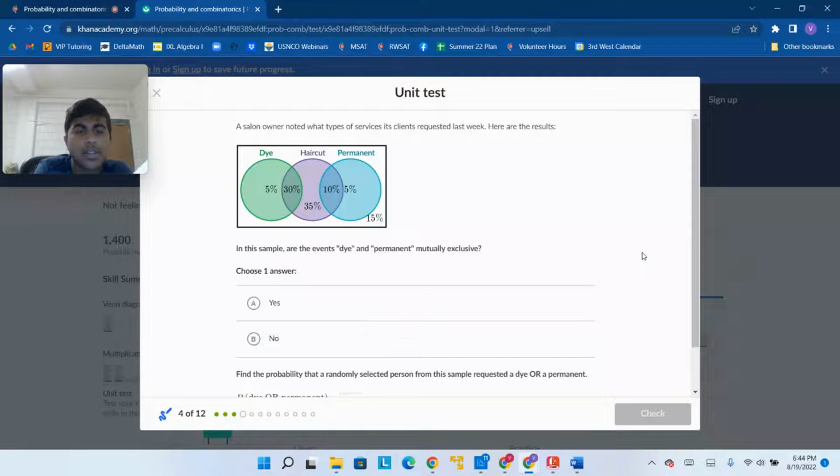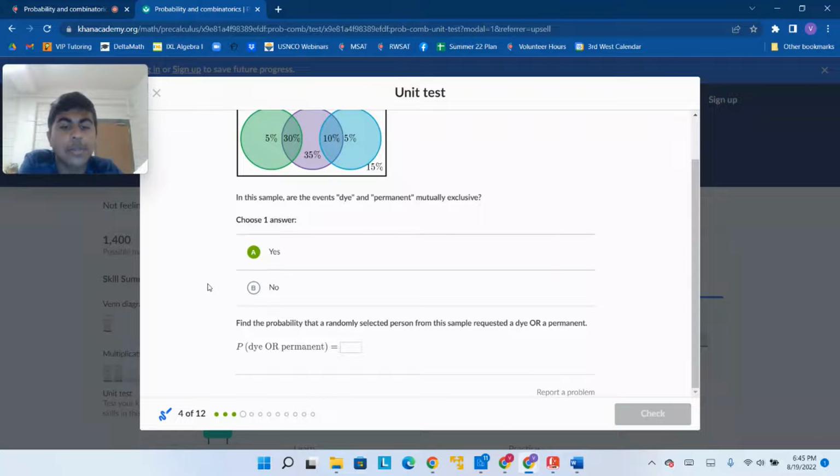In the sample, are the events die and permanent mutually exclusive? So what does mutually exclusive mean? It means that there's nothing that belongs to both of them. Is there any overlap between die and permanent, meaning that nobody got both a die and a permanent? So they are mutually exclusive, because there's nobody who got both.